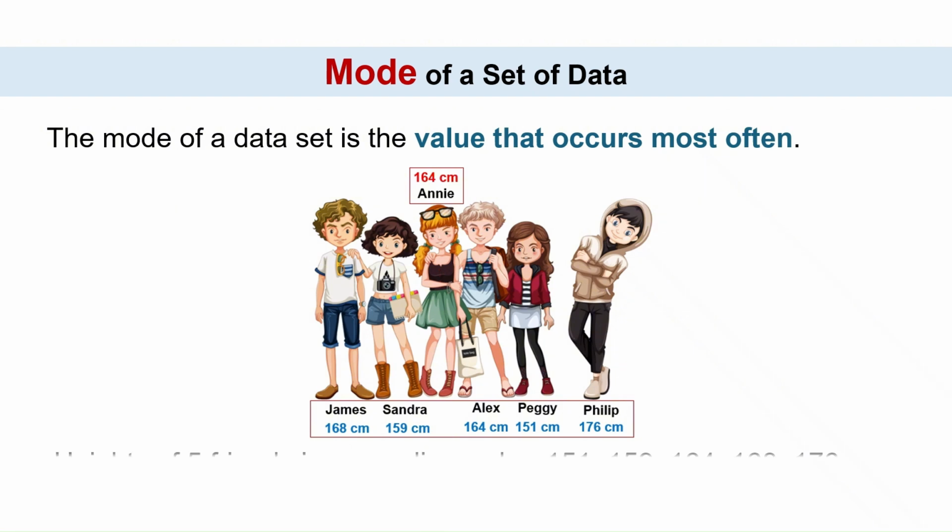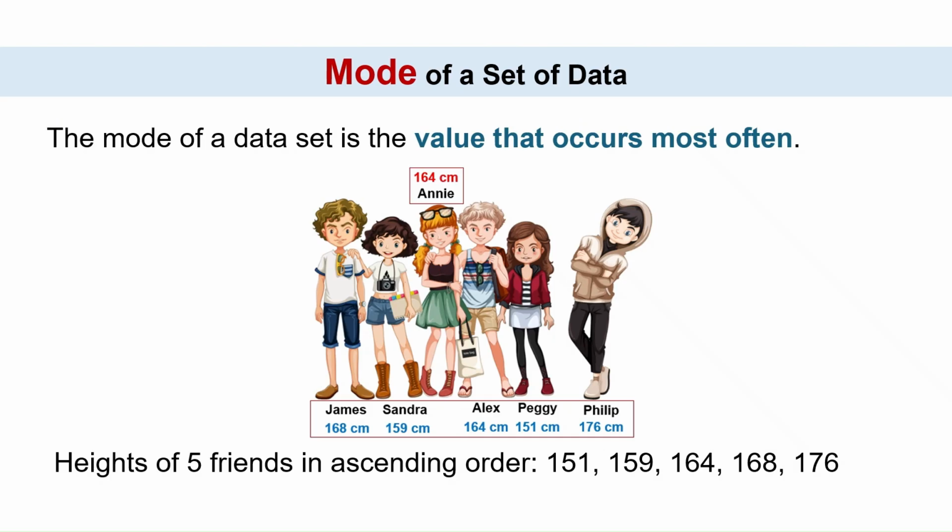If we look at the heights of Annie's 5 friends, we see that there is no repeated value. Hence, there is no mode.